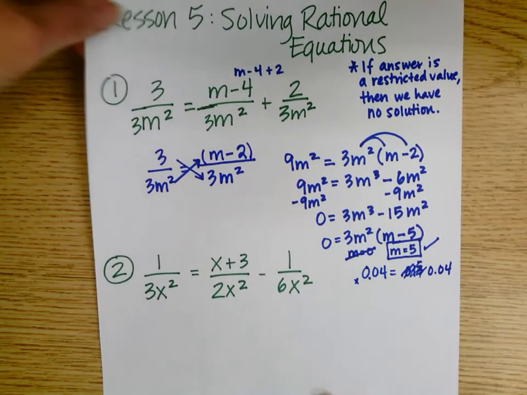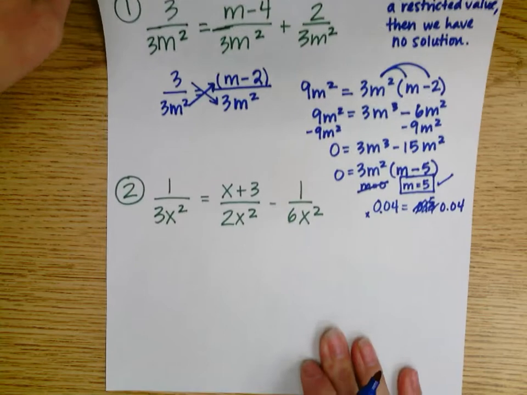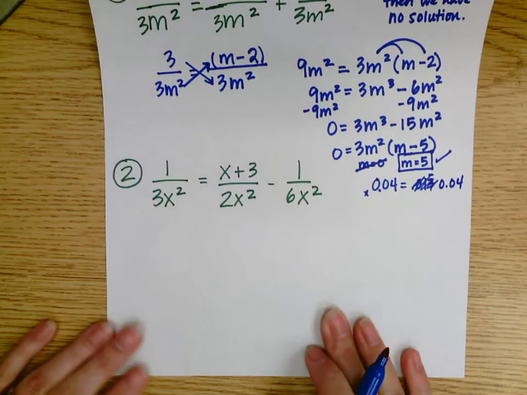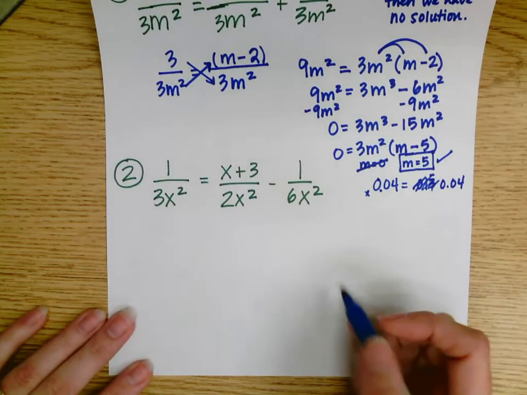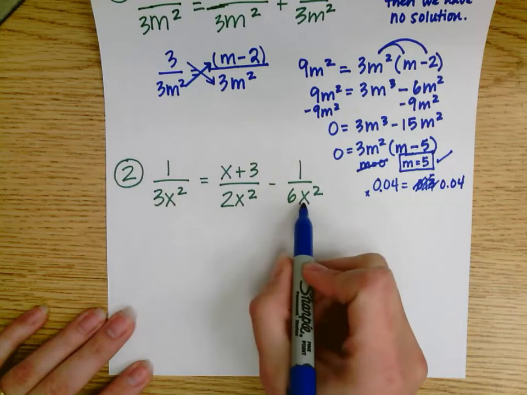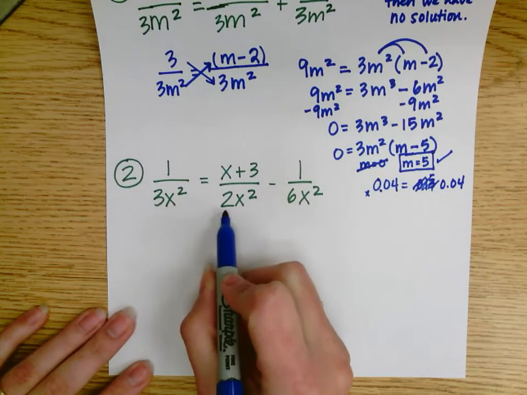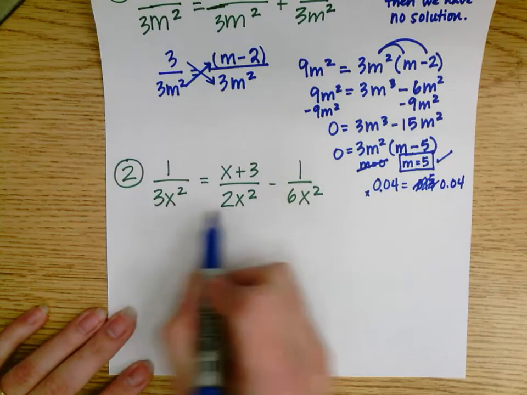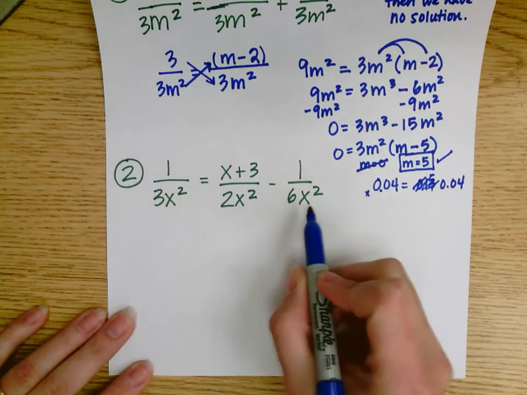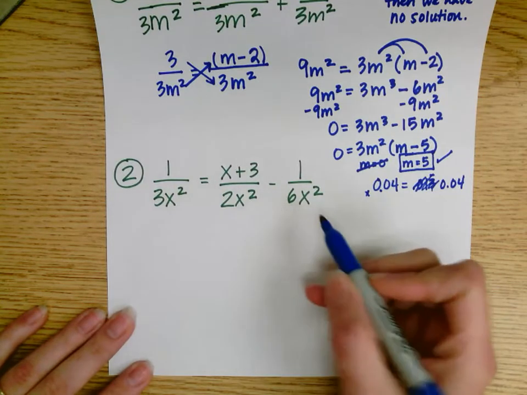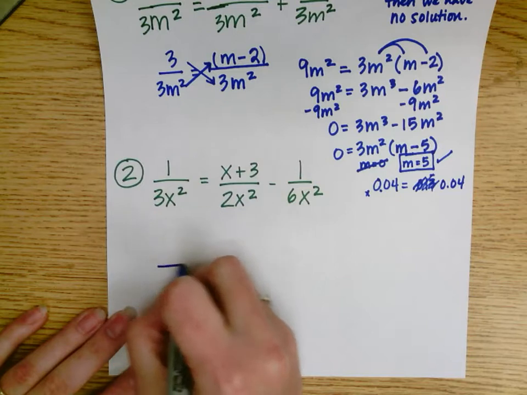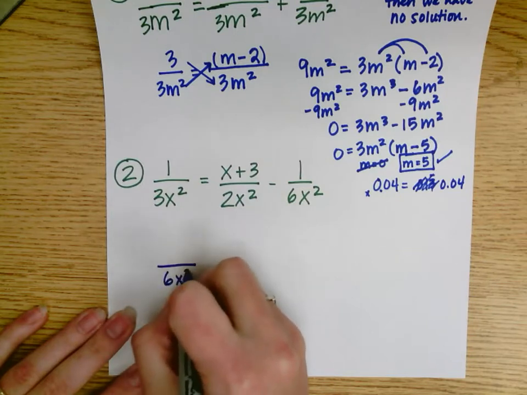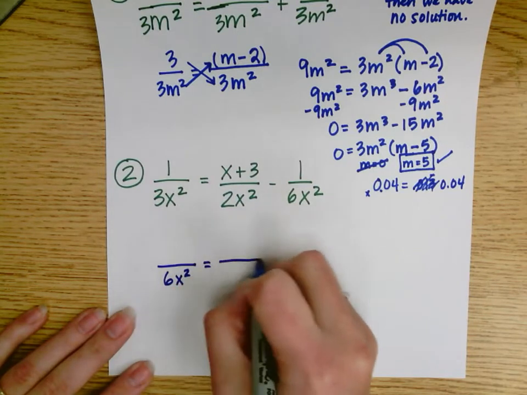Alright, let's look at problem number 2. Now, we do not have a greatest common factor, but it should be fairly easy to get one. Looks like they all have x squareds, and these are all numbers that I could turn into a 6 by multiplying by 3. I could turn that into a 6 by multiplying by 2, and that is going to stay a 6. So we're going to end up with 6x squareds in the denominators of all of our fractions.